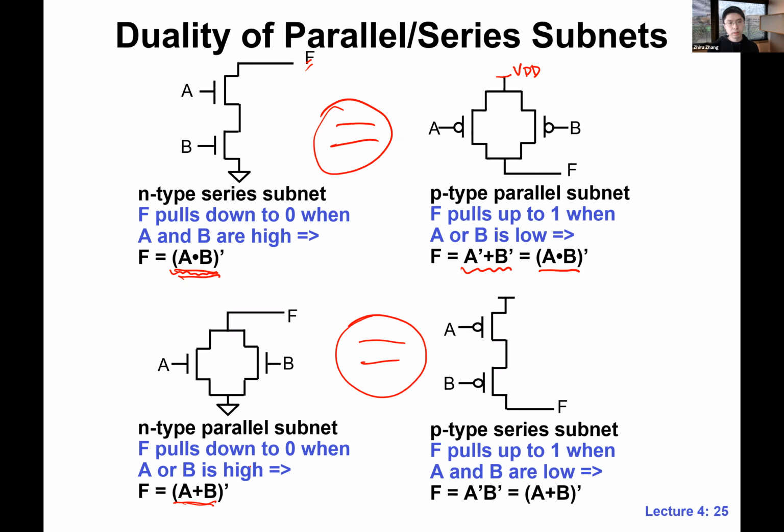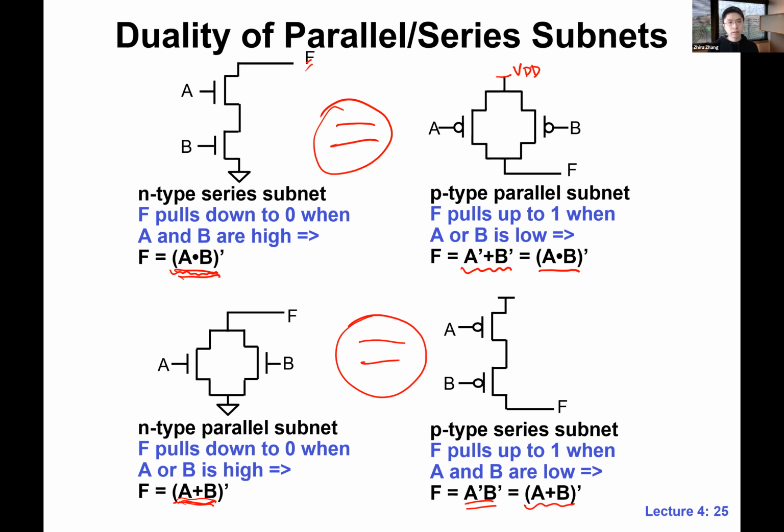In series over here, it's basically saying that when A and B are both low, we have a connection. F is 1. So when A and B are both low, we have 1, which is the same as this, according to De Morgan. Again, same thing.